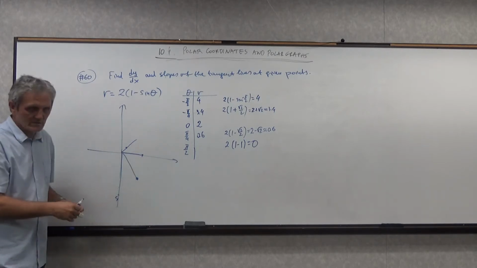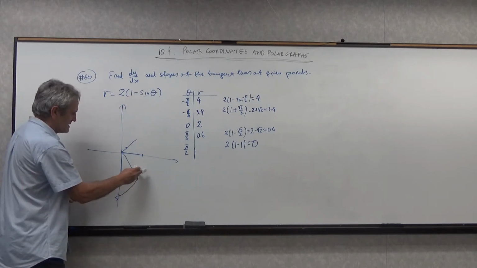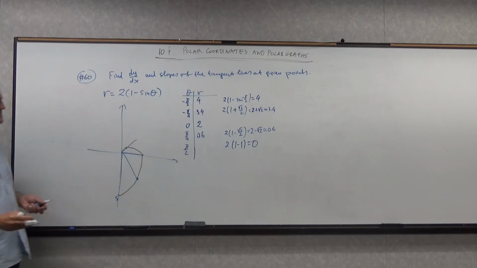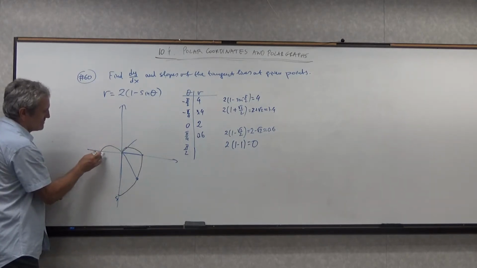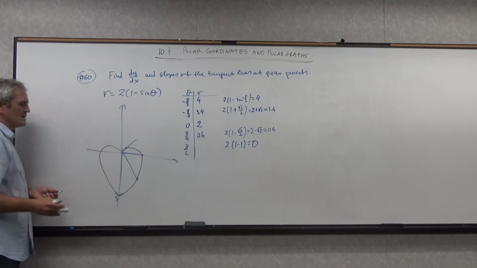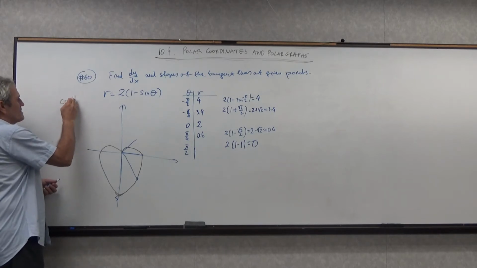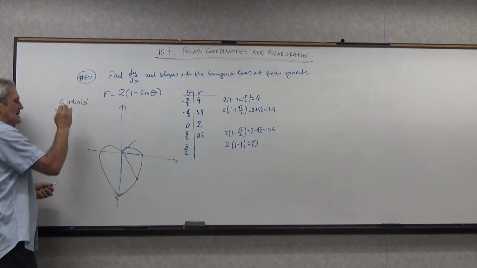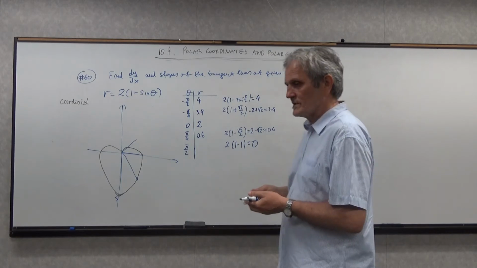So if I connect all those points, here's what I'll get. This turns, gets short, and comes back. And then what happens on the left? We just copy to the left, and we get a heart-shaped curve. And that's why it's called a cardioid. A vertical cardioid. It looks like a heart. That's what the name says. All right, so that's our cardioid.